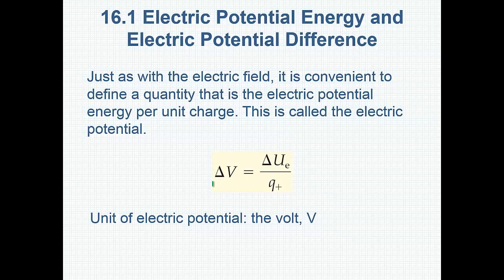It's represented by this symbol here, delta V, which is the change in electric potential. And it is calculated using the equation change in electric potential energy divided by charge. So basically we're pulling charge out of the equation so that we don't have to worry again about the exact amount of charge. When we do this, we're left with a unit that we call the volt.